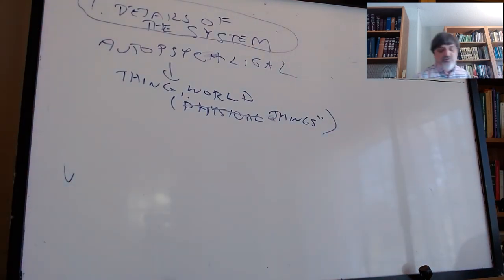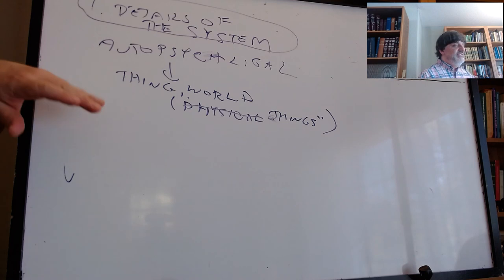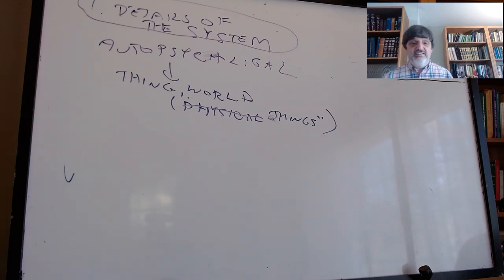The thing world, or the world of physical things, is the world of perceivable bodies, basically. As opposed to the world described by physics, which consists of mathematical quantities distributed in space-time or something like that, this is the world that consists of bodies that have colors and all kinds of other sensible properties.